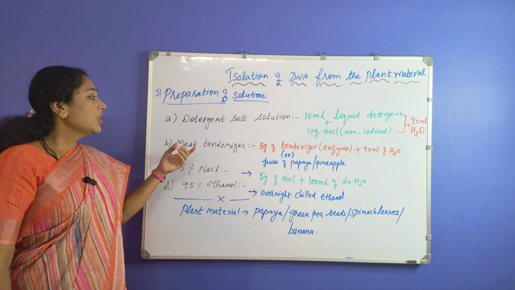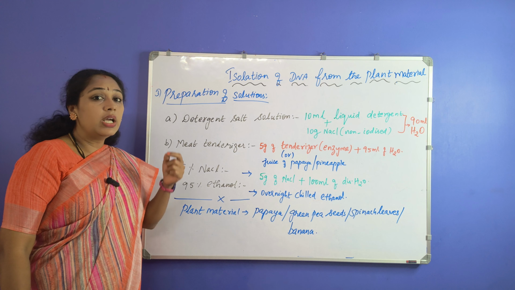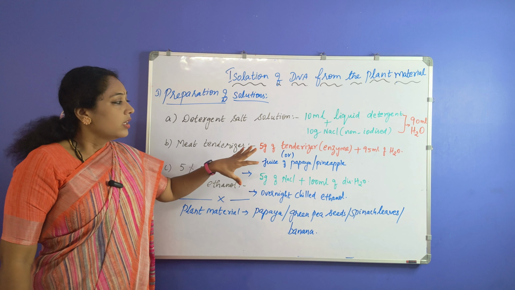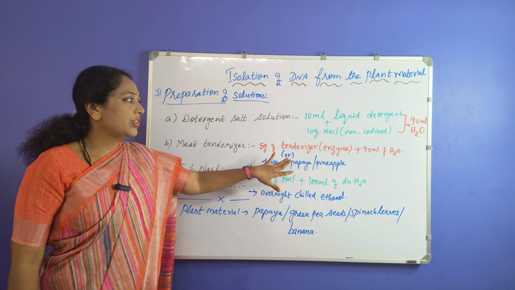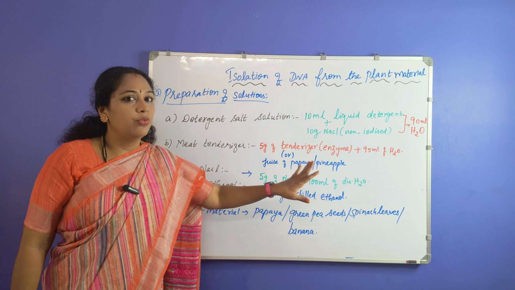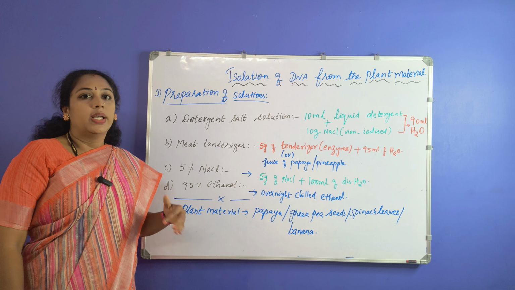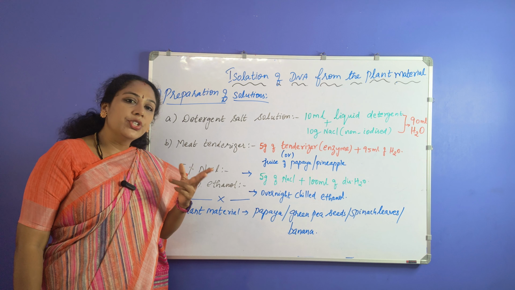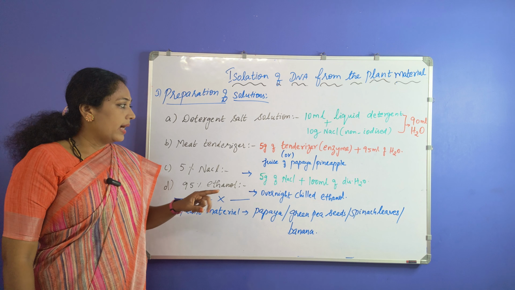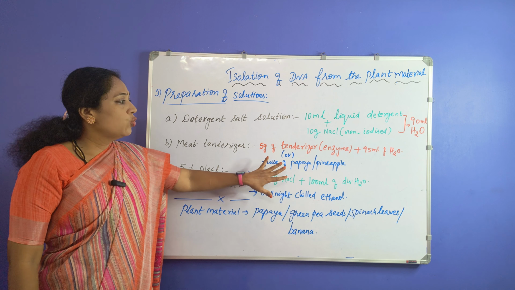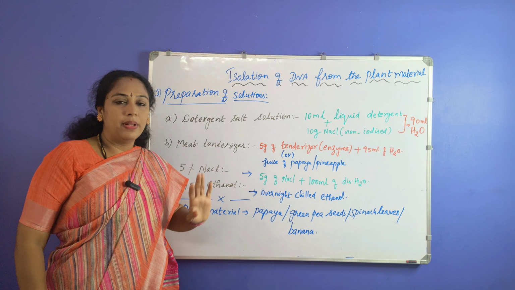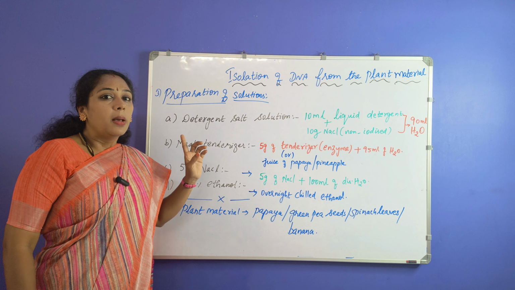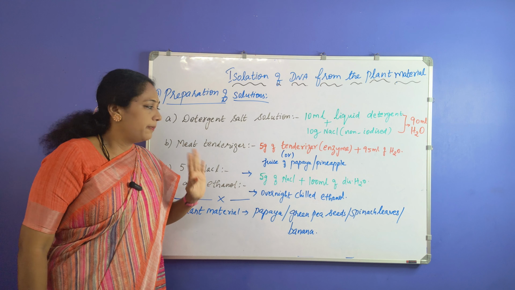And following that, the next thing we require is the meat tenderizer. It is available in the form of enzyme. So 5 gram of tenderizer is taken and added to 95 ml of water. Suppose the tenderizer is not available, what can be the substitute for that? You can take either the juice of papaya or pineapple and filter it through muslin cloth, and that can be used instead of meat tenderizer.